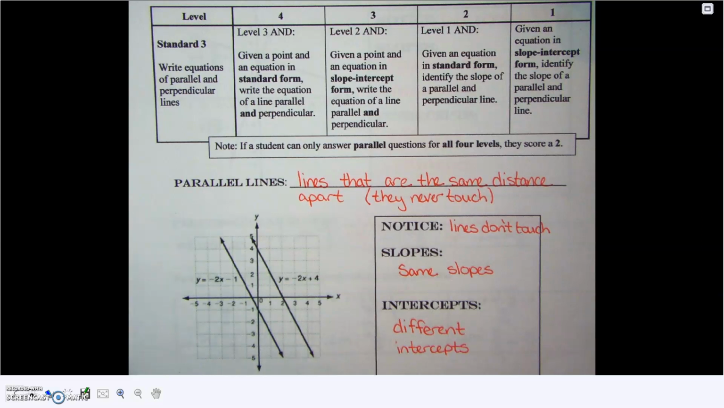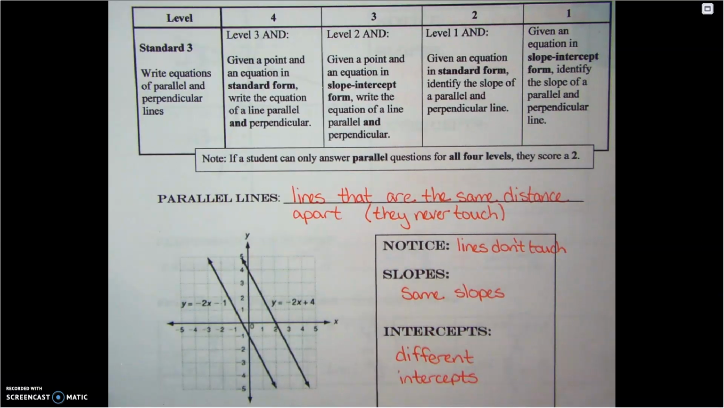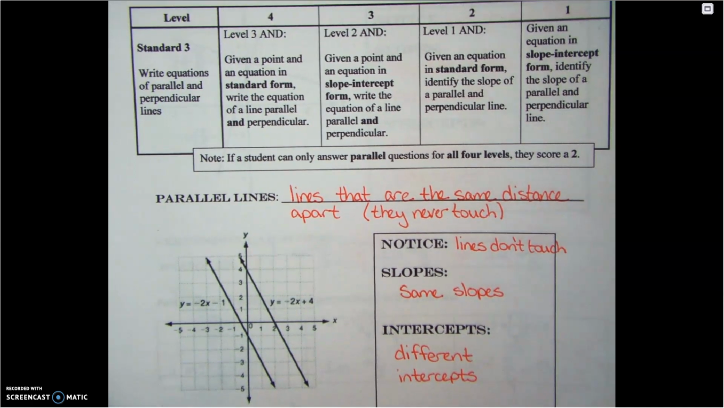Unit 5, Standard 6. This is the Level 4 video. In Level 4, the main difference is the equation that they give us is no longer going to be in slope-intercept form. We have to actually put it in slope-intercept form before we are able to write our equation. That's the difference between a Level 3 and a Level 4.